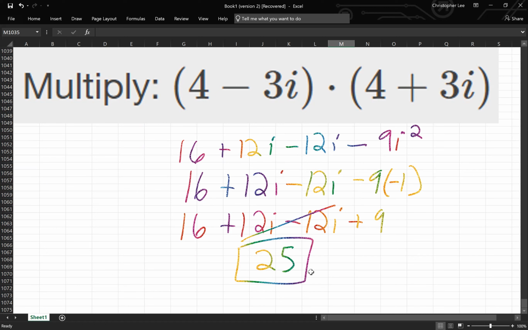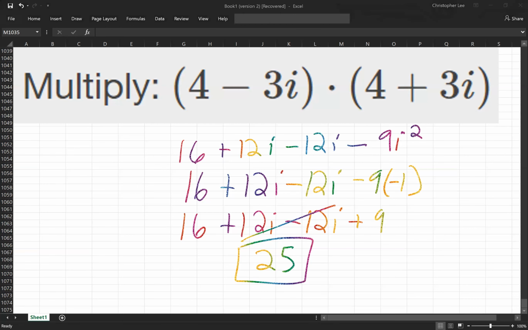In this situation, when it's a complex conjugate, they don't have i's left. So you see how this one has a minus and a plus, and they have the same beginning number and same end number? That's a complex conjugate. If they're different, then it's not the same.